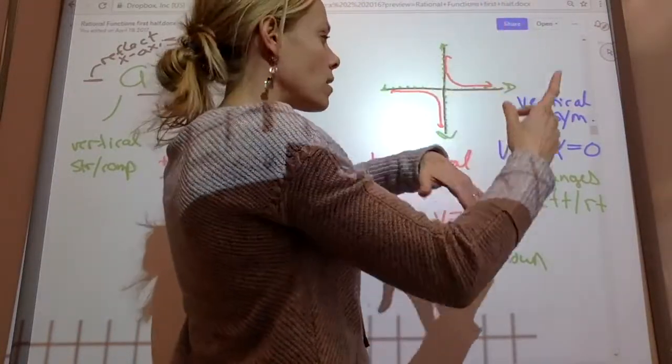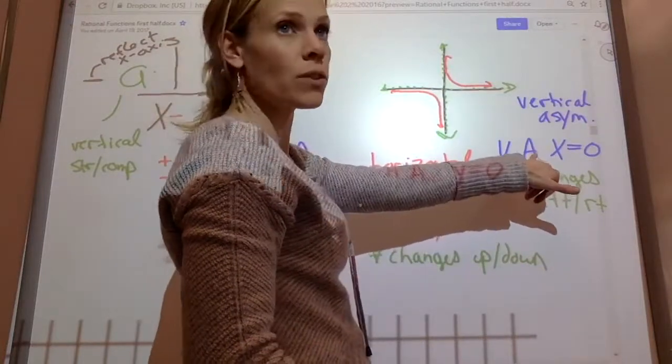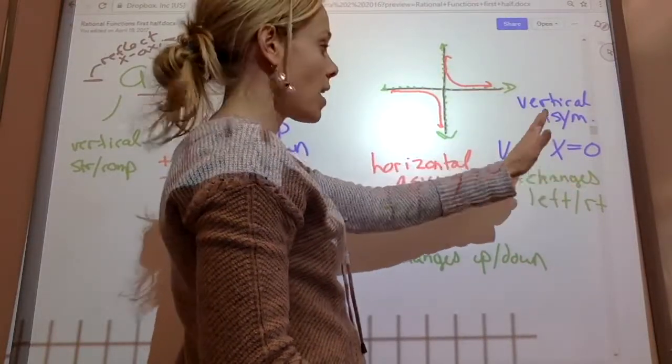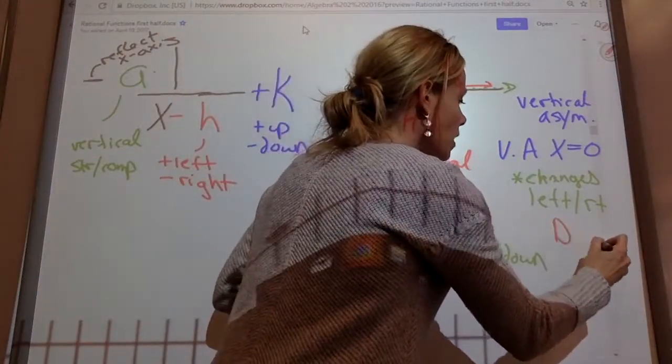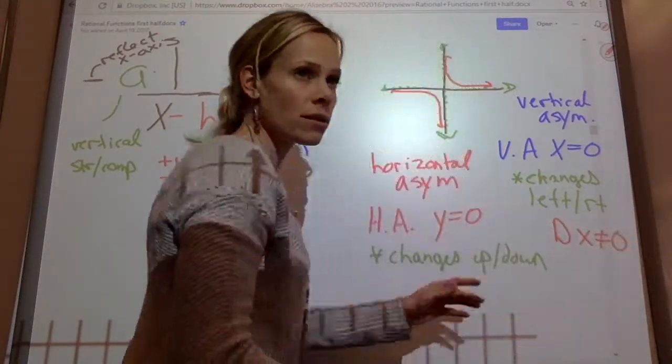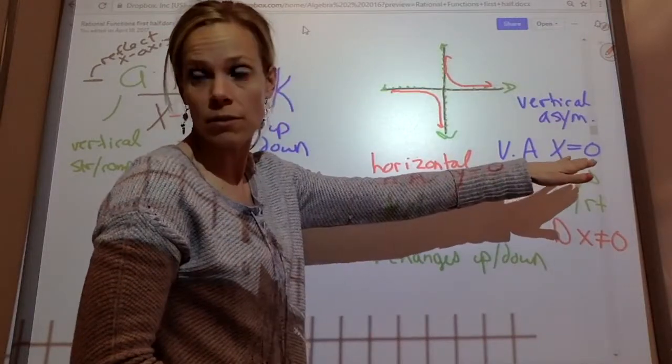Your domain is always opposite of your vertical asymptote. Because if I have an asymptote at 0, then I can say my domain, x cannot be 0, because I have an asymptote there.